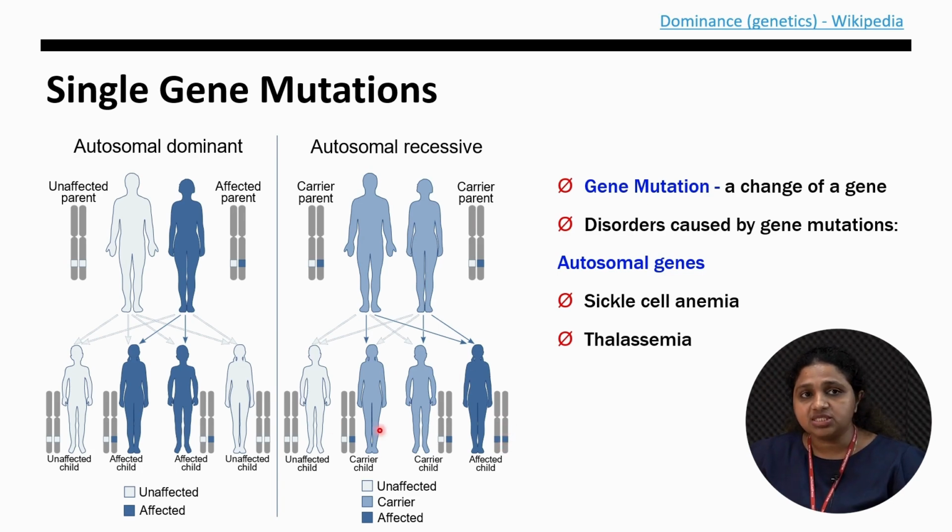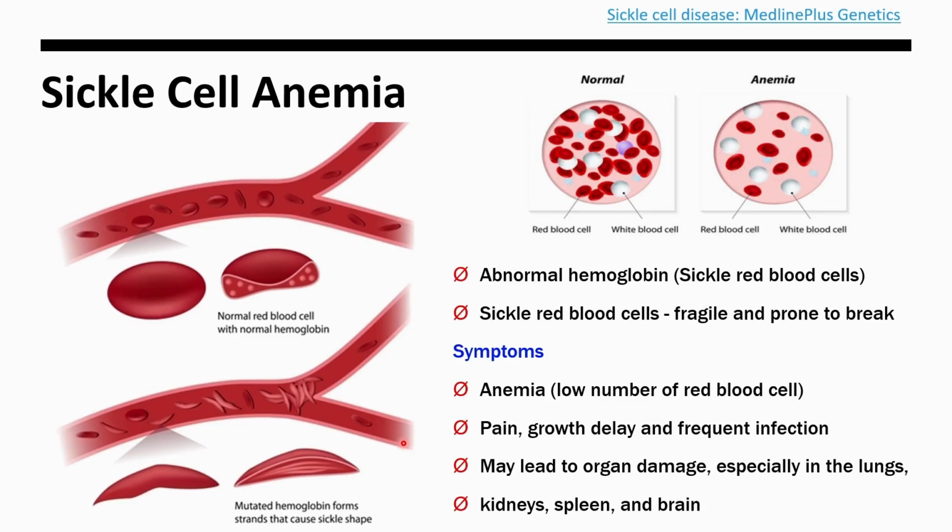What happens if you just get 1 copy? Then you become a carrier. Carrier means you have the disease-causing gene in your body, but you will not get the disease. You can pass that gene on to the next generation. Okay? And examples include sickle cell anemia.